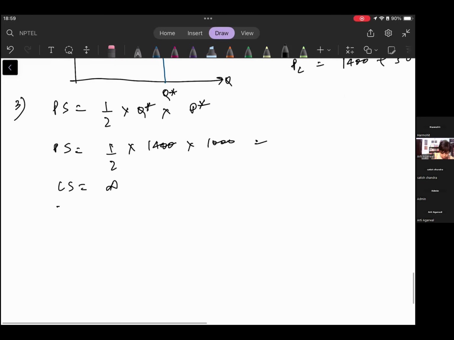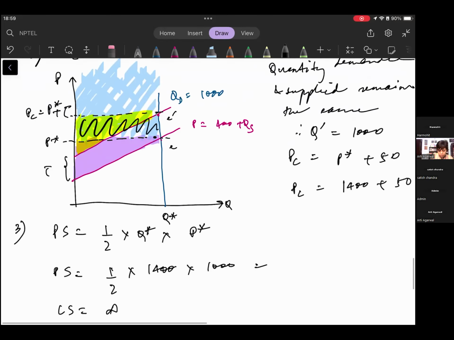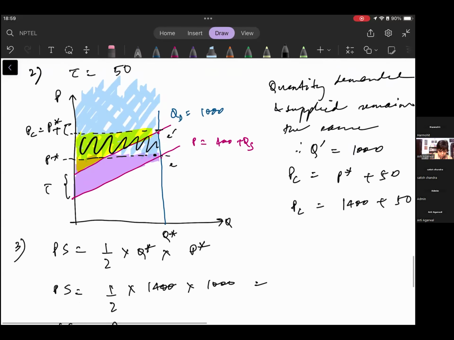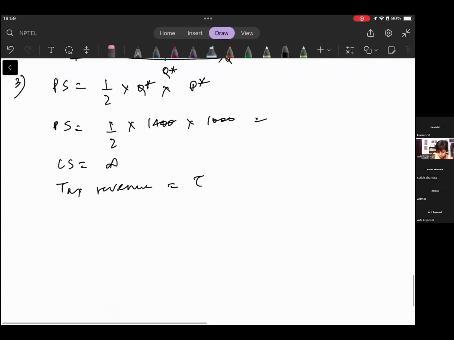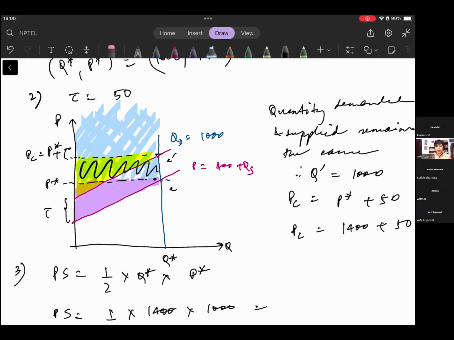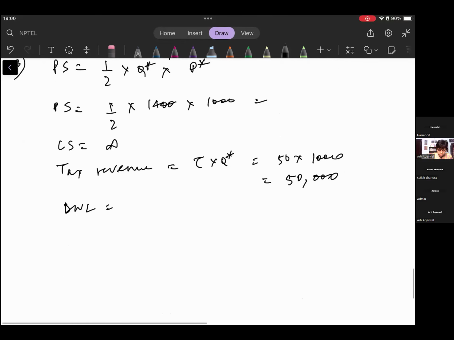Now let's calculate the tax revenue. Tax revenue is the part I just marked with this bigger line. It is just this triangle. It is tau into Q star, just 50 into 1000, which is 50,000. And deadweight loss, as you can see from this diagram: producer surplus is not changing, consumer surplus is not changing. So deadweight loss is 0.